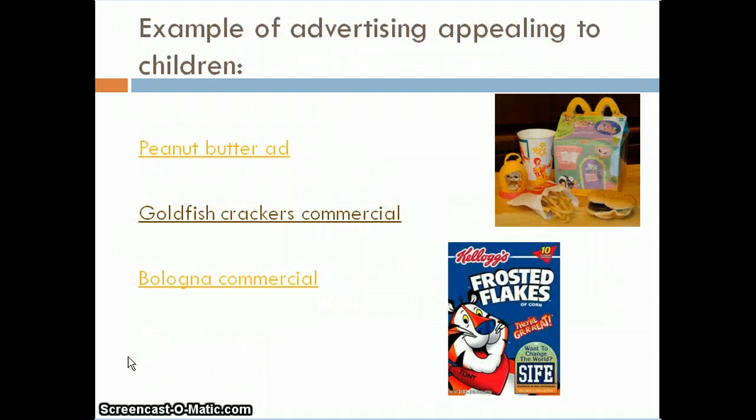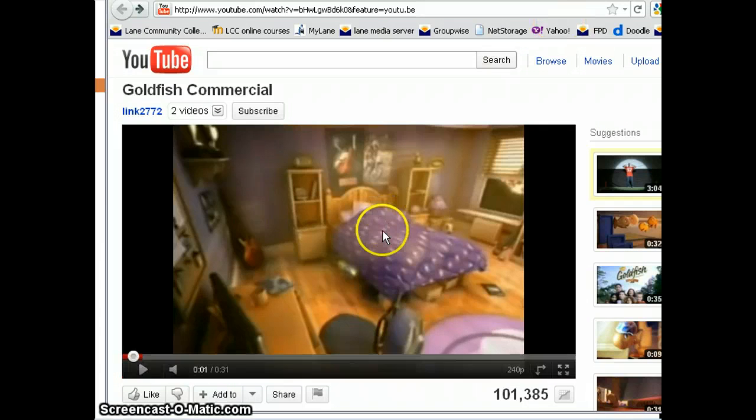So let's take a look at some examples. Here we have some images. We have the tiger image, Tony the Tiger, who is the symbol used on Frosted Flakes, Happy Meals with their toys and animated characters. We're also going to look at an example of a commercial that uses animated characters and appeals to children. So here we go.